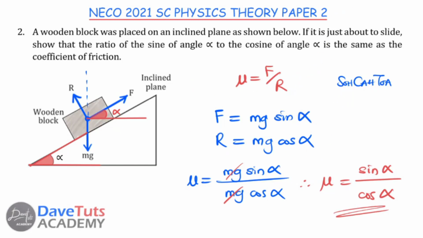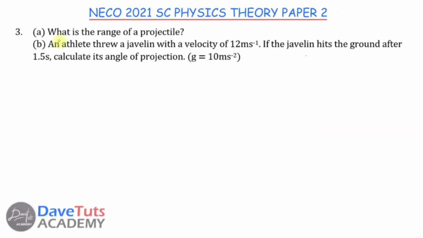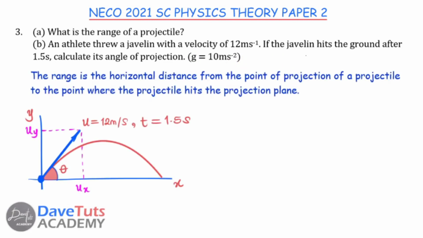In this question on projectiles, we are first asked what is the range of a projectile, and then we are being told that an athlete threw a javelin with a velocity of 12 meters per second. If the javelin hits the ground after 1.5 seconds, we have to calculate its angle of projection. Now we have to take the acceleration due to gravity g as 10 meters per second square.